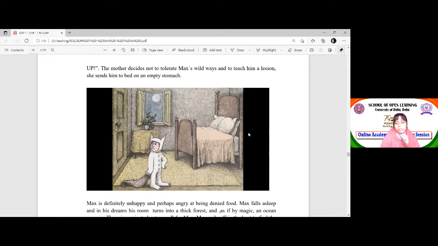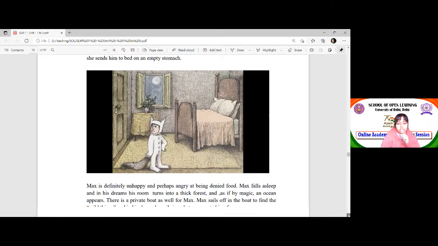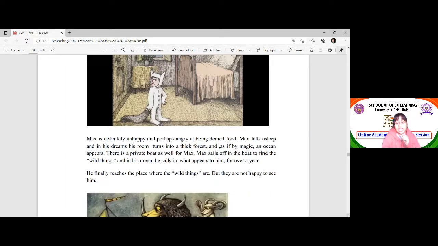As you can see in this picture, Max has been sent to his bedroom. Like you can see, the moon is out. This is his bedroom. He's still wearing his wolf suit, and he has been refused dinner. So even though he is hungry, his mother is not going to provide him with dinner tonight because he has created so much mischief. Max is definitely unhappy and perhaps angry at being denied food. So obviously, you understand Max, just because Max was being naughty and he has been punished, he is angry about it.